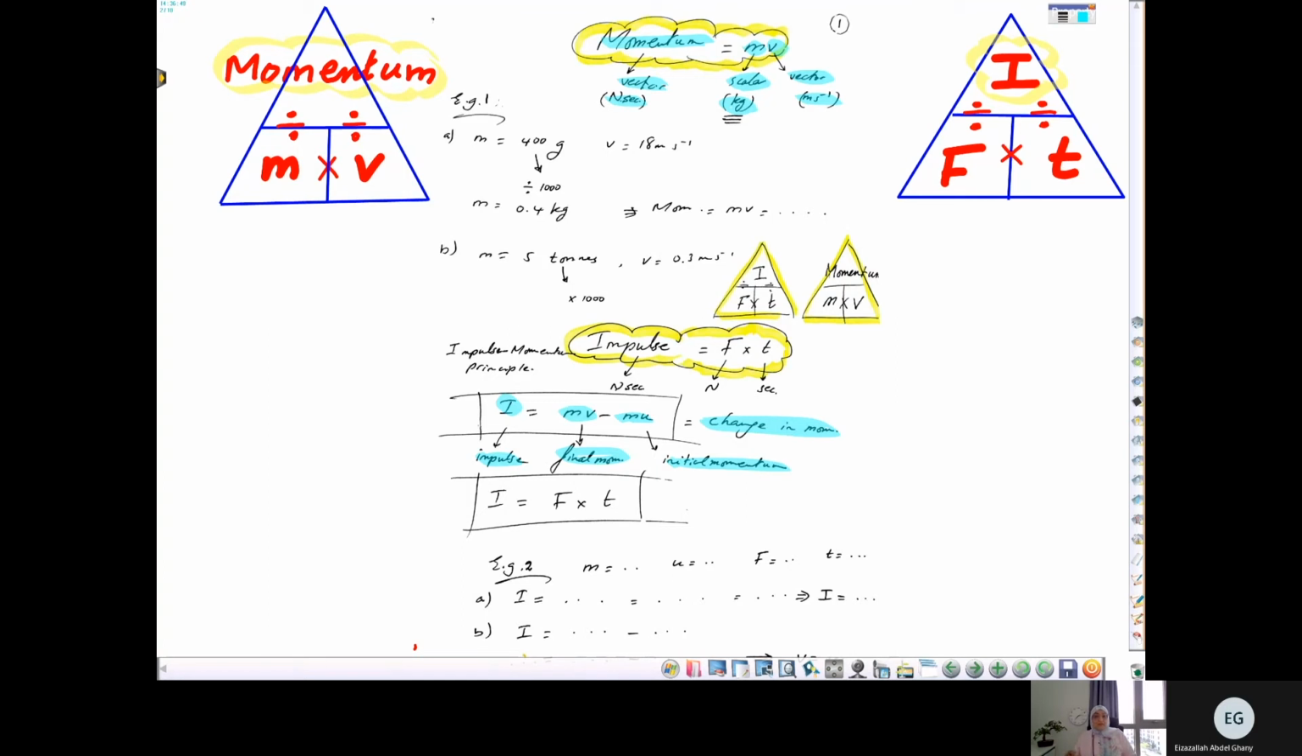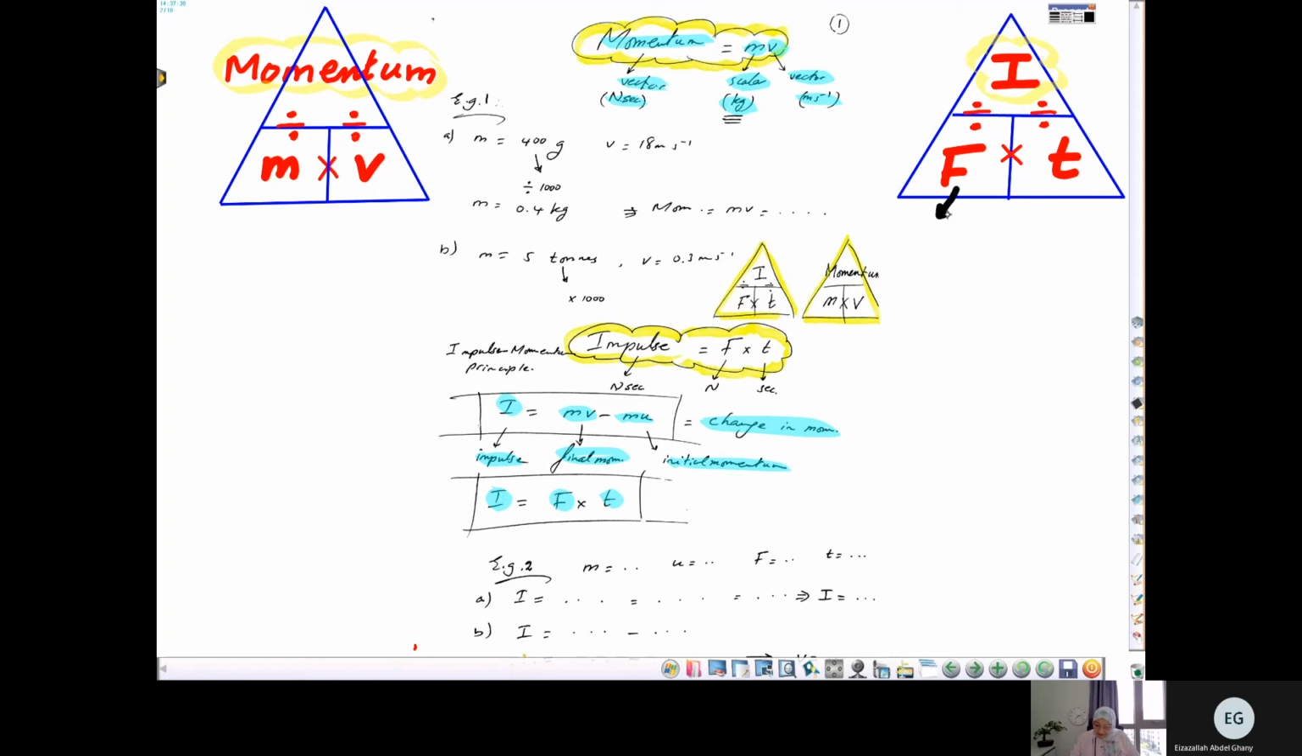If you are given the force by pushing this object to let it collide with another object, and the time of action, then you are multiplying force into time, so you are multiplying Newton by second. Impulse has the same units of measuring momentum. How do we measure impulse? Impulse equals Ft.